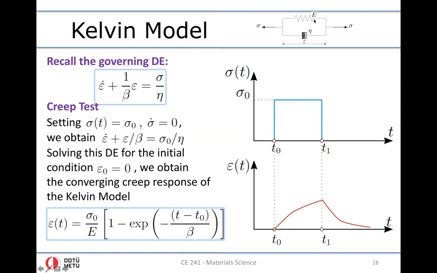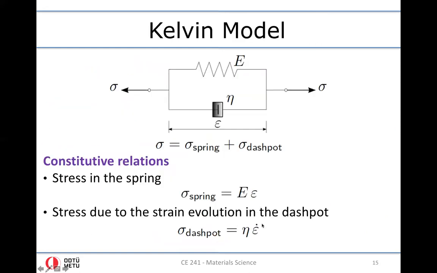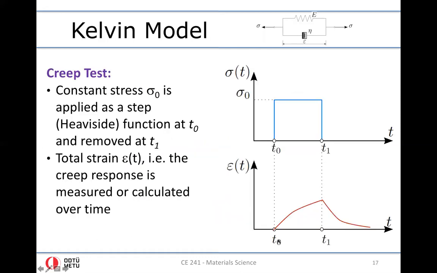Of course, stress in the spring is proportional to the strain. When it is equal to 0, a spring cannot carry any load. But the stress that is in the dashpot is proportional to, remember, the rate of the strain, right? Although the strain is 0, the rate of the strain is not 0, but it has a finite value that you observe here, that is the slope.